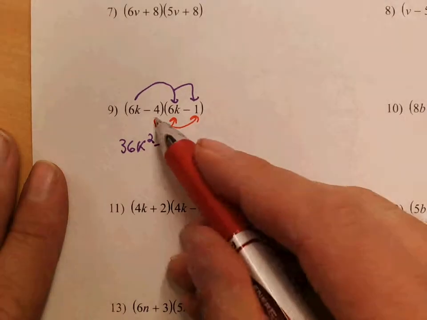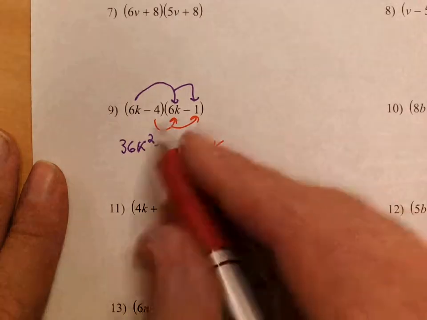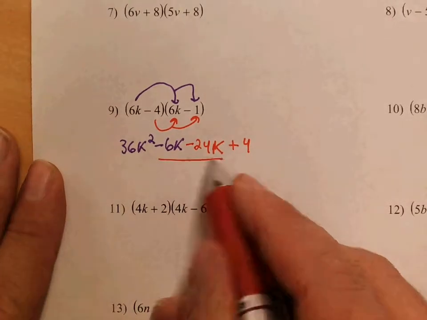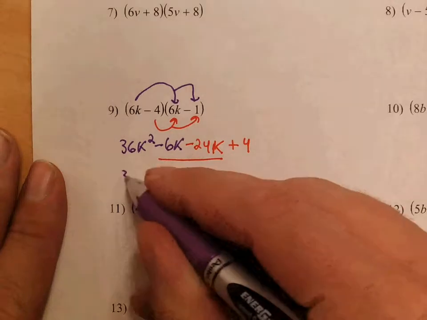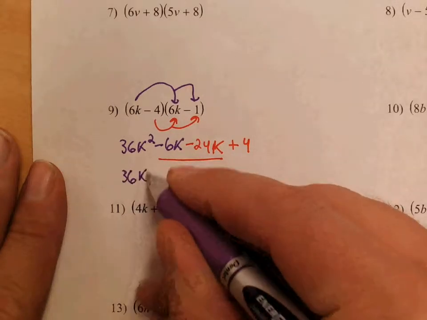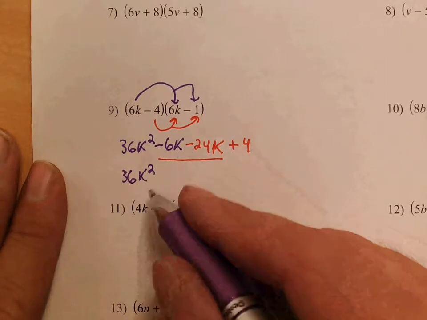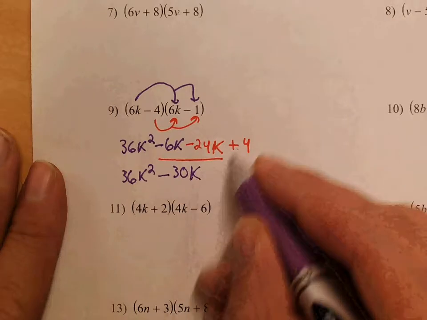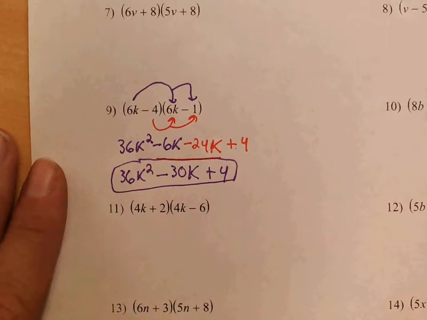Now the 4 is going to distribute. 4 times negative 6k is negative 24k. And negative 4 times negative 1 is positive 4. You will often notice that the middle terms end up combining because they're like terms. K squared doesn't combine with anything. There are no other k squareds, so we just bring it down. Negative 6k minus 24k, those are like terms, and we can combine them. Negative 6 minus 24 is negative 30, and we bring down the 4. That's the product.